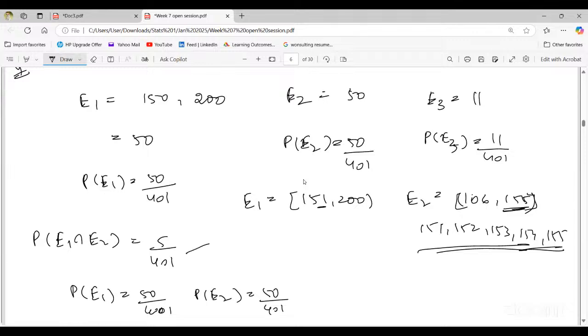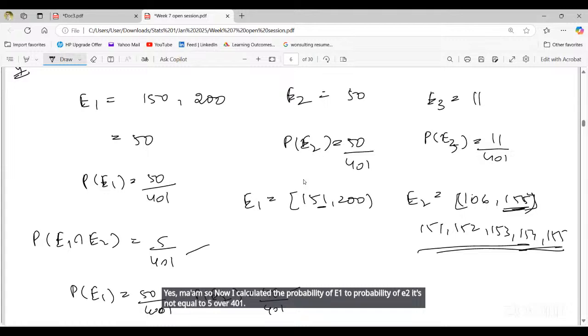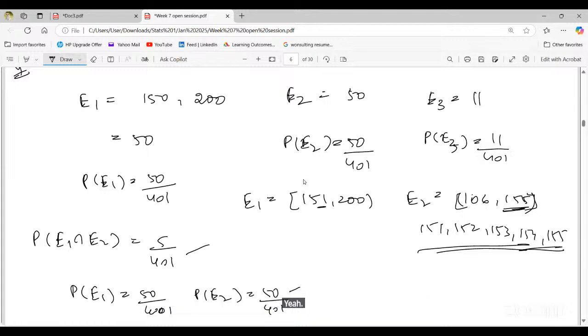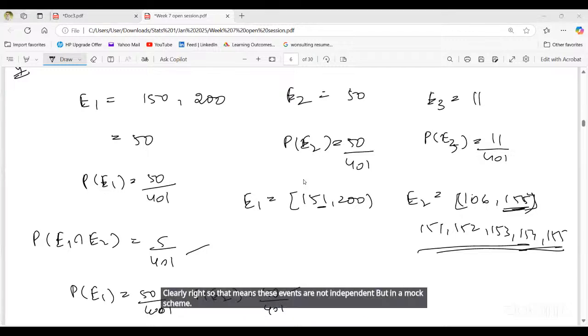Yes, ma'am. So now I calculated the probability of E1 times the probability of E2. It's not equal to 5 over 500, clearly, right? So that means these events are not independent. Correct, they're not independent. But in the mark scheme, it's saying that it's independent. I was so confused. I did the calculation multiple times.